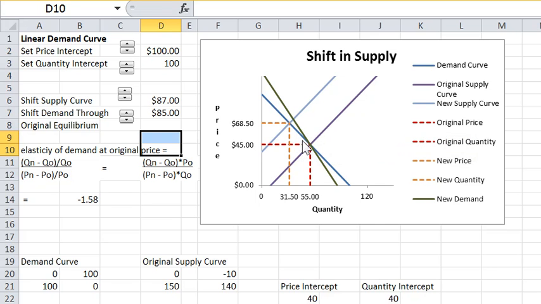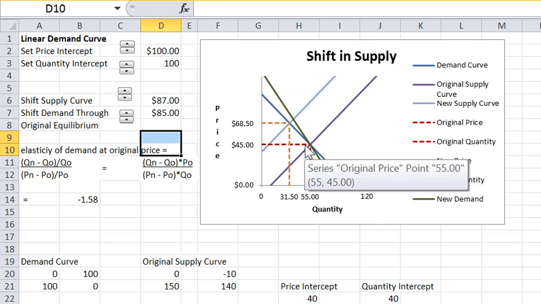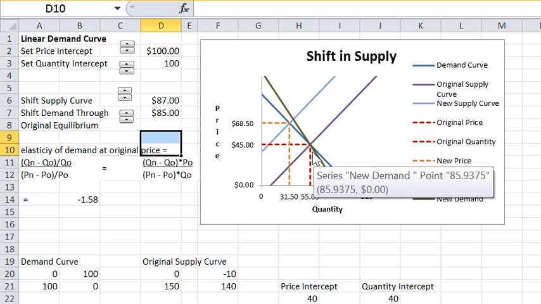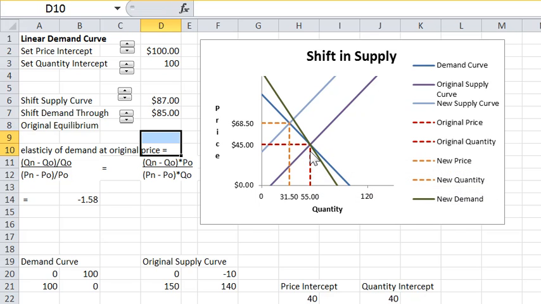Had we made demand more elastic, then quantity would change more dramatically. Price would not change so much. So the consequences of a shift in supply depend on the elasticity of demand. That's the lesson here.